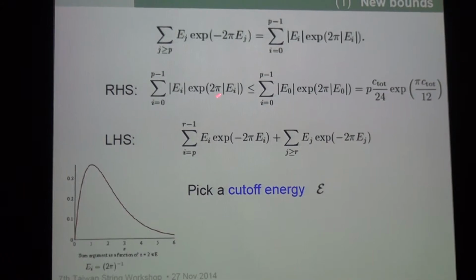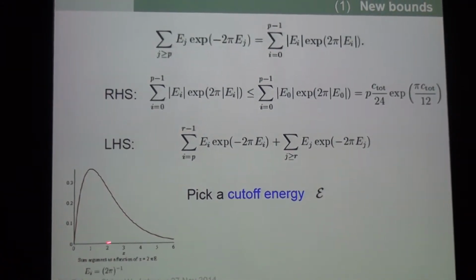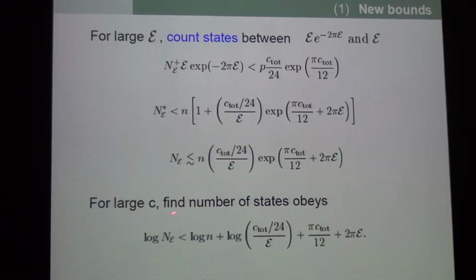The left-hand side is going to be greater than or equal to the contributions of some number of states. We'll call it N_E times the argument of the sum. And we have this inequality. This is cute. N_E is counting the number of states between this expression and that cutoff energy E. P is the number of negative energy states.